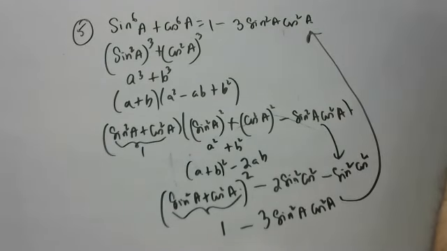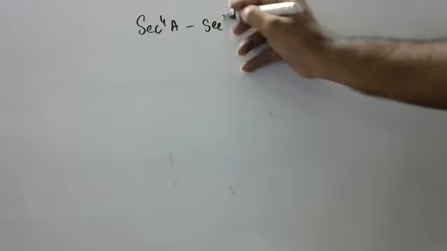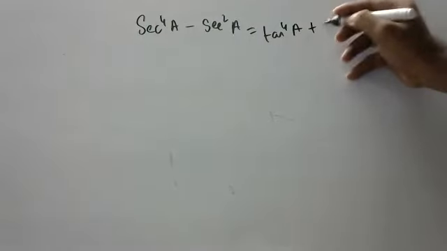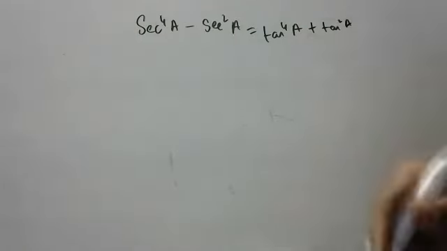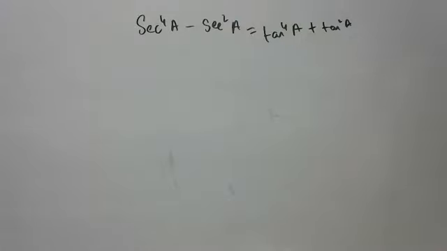Okay, children. Next one. Sixth sum. All of you check the sixth sum, children. Sixth sum is secant 4A minus secant square A, which is entirely converting into tan 4A plus tan square A. What is our program? How should we do? We have to remove secant.